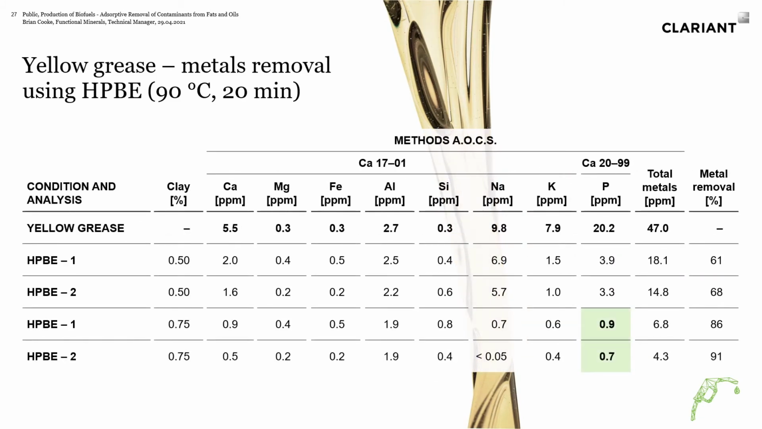Again, here's another example. This particular example, you're looking at some high performance bleaching earth. So they're using a lot more acid and temperature and pressure to really increase that surface area. And you can see it took about a 0.75% by weight treatment to remove that phosphorus that started at 20 parts per million down to less than 1 part per million. And then you also had a total metal removal of 91%. So you're really protecting that catalyst and preventing those contaminants from hitting that catalyst.